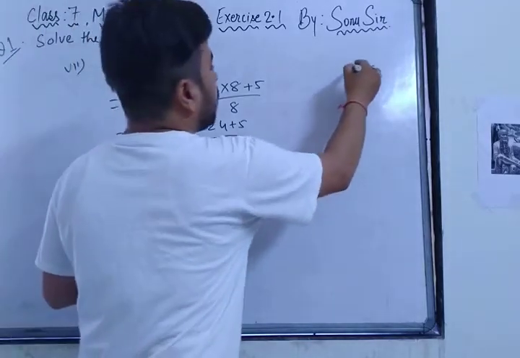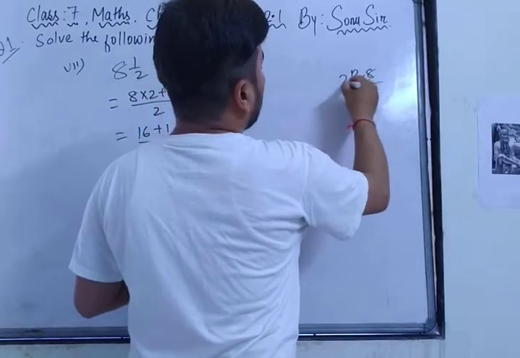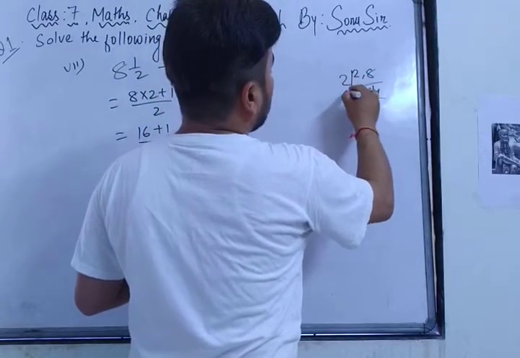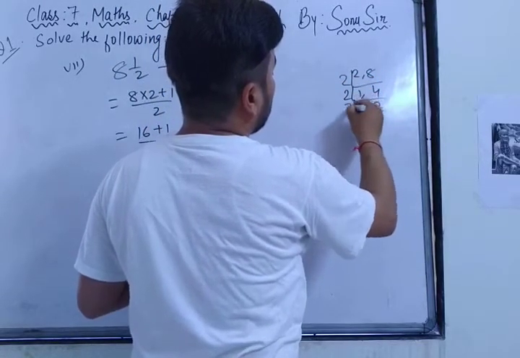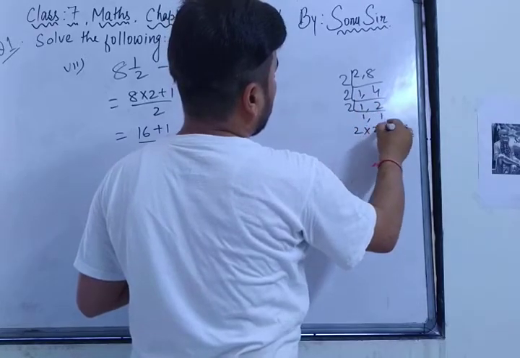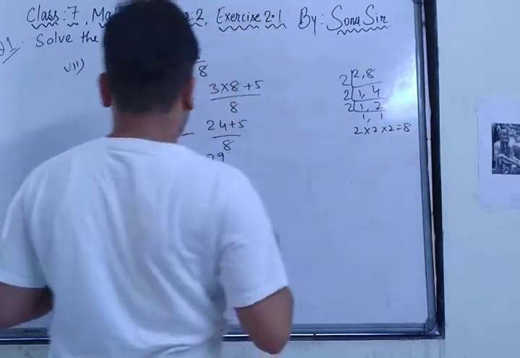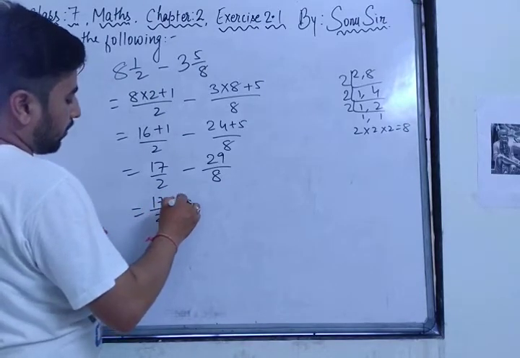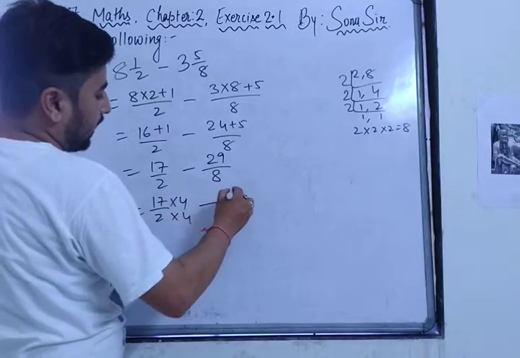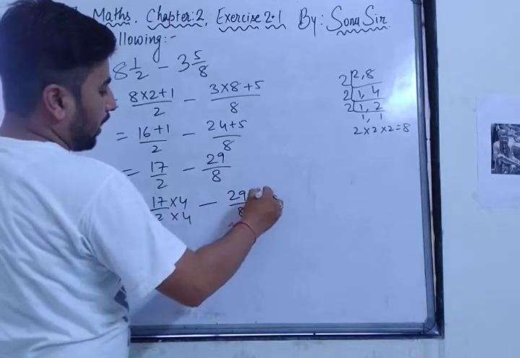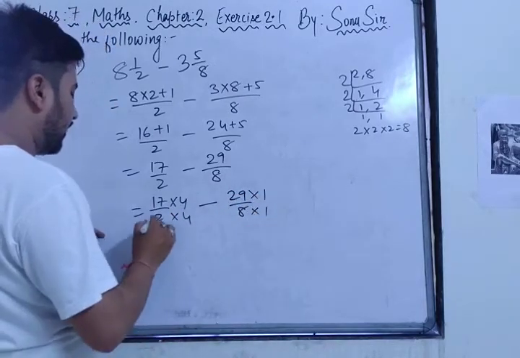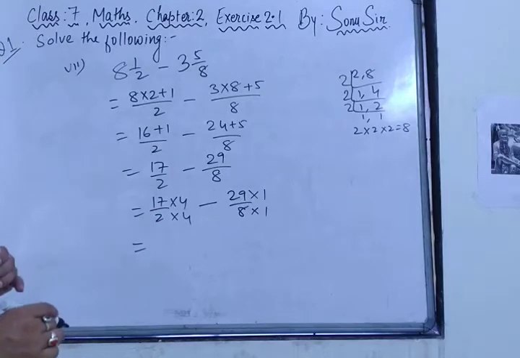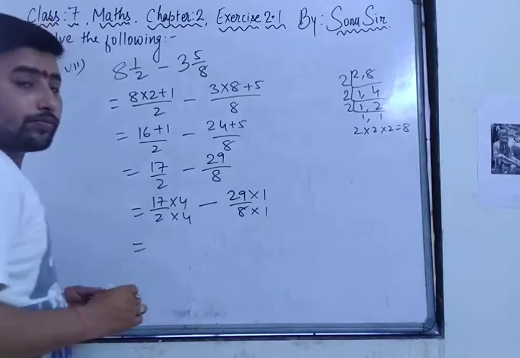Now the LCM of 2 and 8, you have to take out. 2 ones are 2, 2 fours are 8, 2 twos are 4. So 2 into 2 into 2 is equal to 8. So the LCM will be 8, you have to make it 8 here. So 17 by 2 multiply by 4 both the sides. And here 8 is already there, so you have to multiply by 1 both the sides. 17 fours, anybody know? 17 fours are 68.